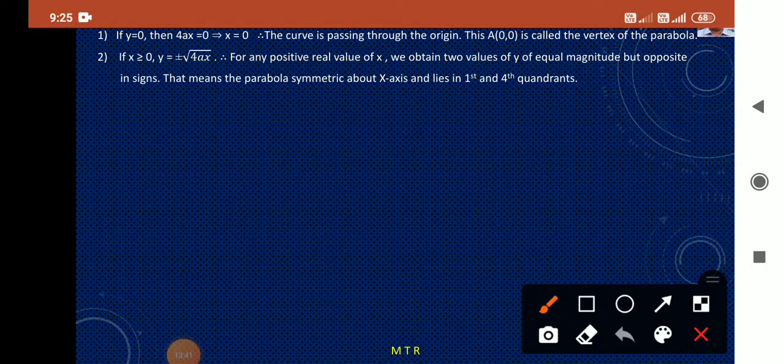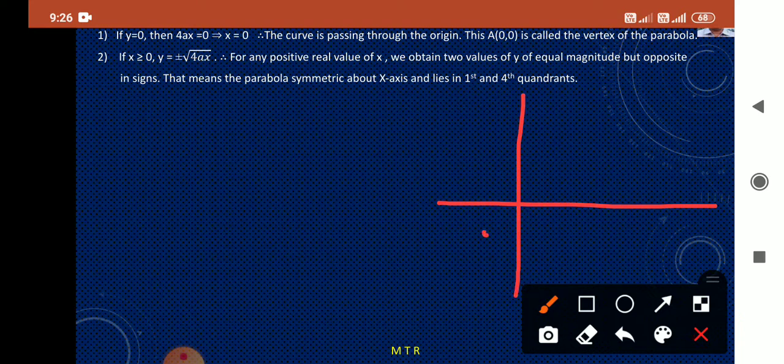Then y is equal to plus or minus infinity. That means if you put one value for x, y has two values with equal magnitude but opposite signs. Suppose this is the x-axis and this is the y-axis. This is the origin, that is the vertex A.